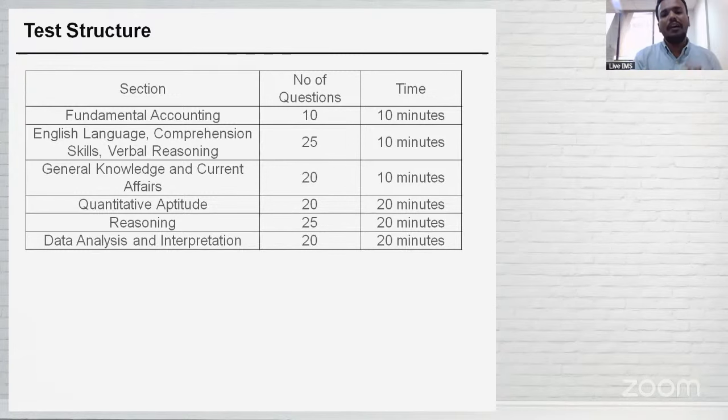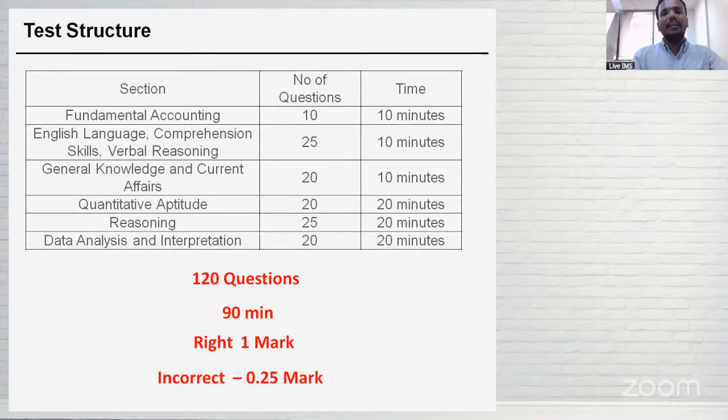As we have talked earlier, in data interpretation and analysis, the questions were quite calculation-based. So this is one of the reasons that for 20 questions, 20 minutes have been given. Overall, if we sum up, there were 120 questions, which were supposed to be attempted in 90 minutes. For each right answer, 1 mark was awarded, and for each incorrect one, 0.25 marks was deducted. So this is all about the structure of the test.